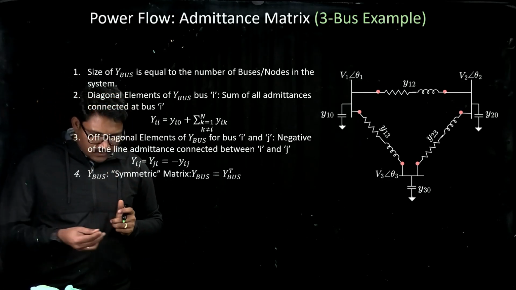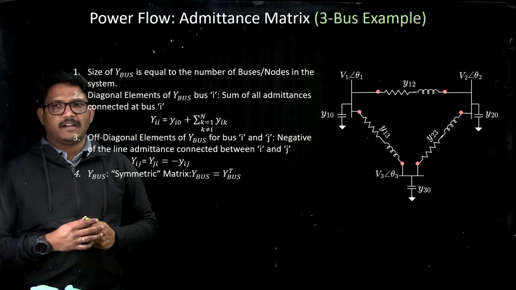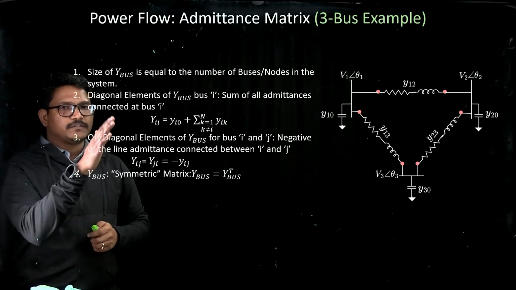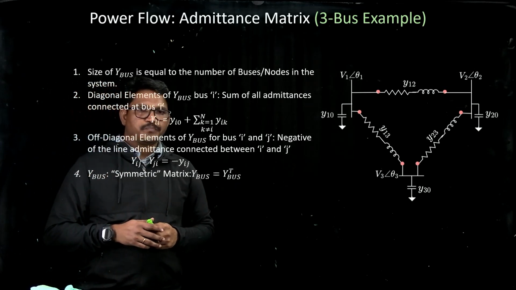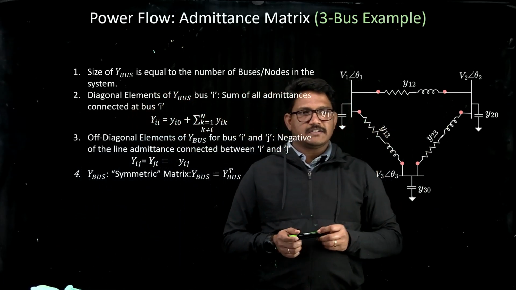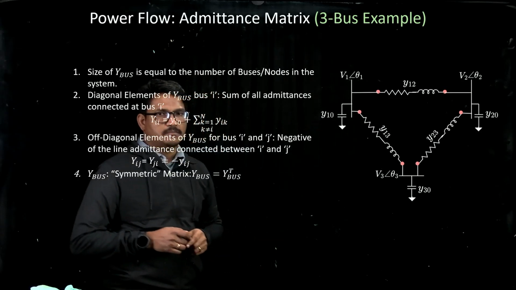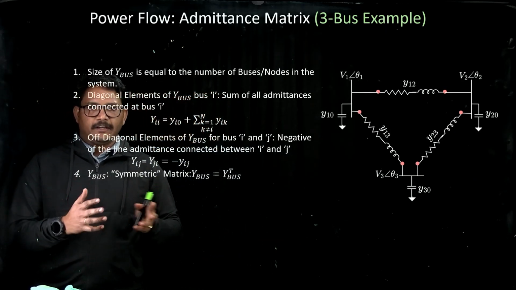So now you need to understand that from the summary of the admittance bus matrix formation, the size of the admittance bus matrix will be the same as the number of nodes in our system. So in total we have 3 nodes in our system, or 3 buses in our system. So the size of our admittance bus matrix will be 3 by 3.